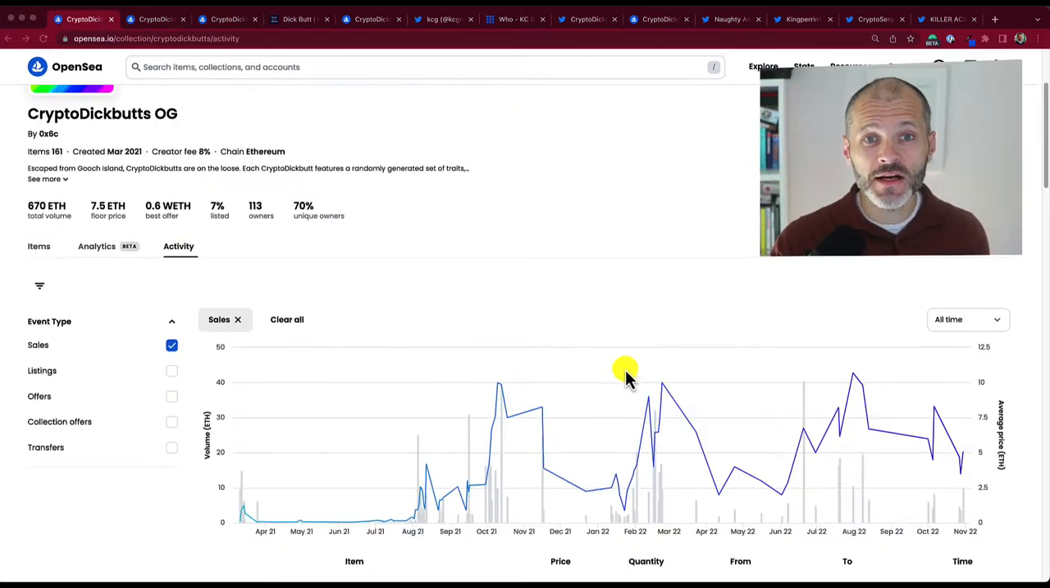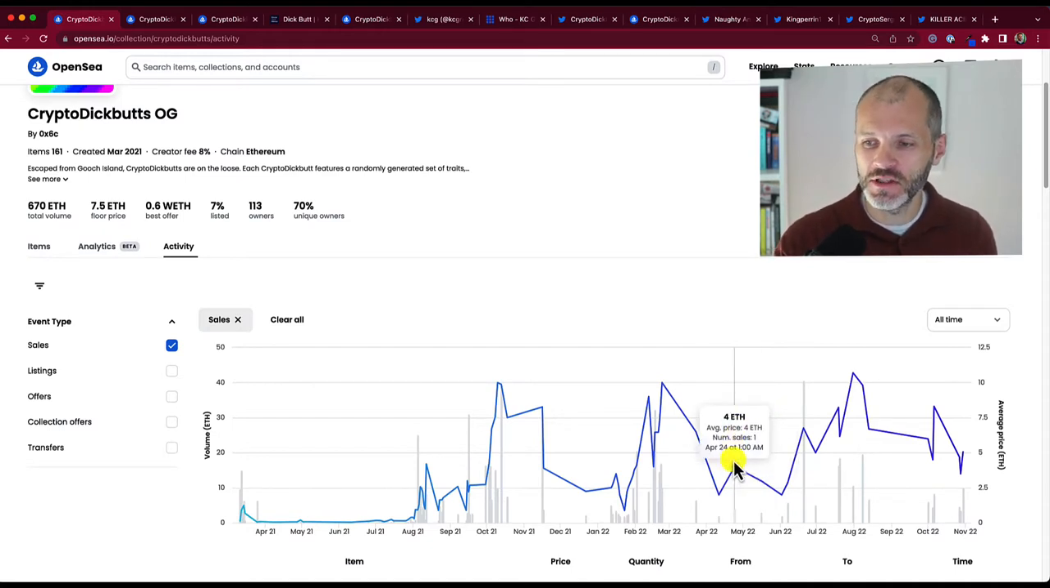The second thing that surprised me about Crypto Dick Butts is how well it's performed despite the NFT bear market. So this is the price trend for their Crypto Dick Butts OG collection. You can see here it launched in August of 2021. At one point, the average price was 10 ETH. We hit the NFT bear market in May, so it plunged back down to 4 ETH. And now the floor price is approximately around 10 ETH again.